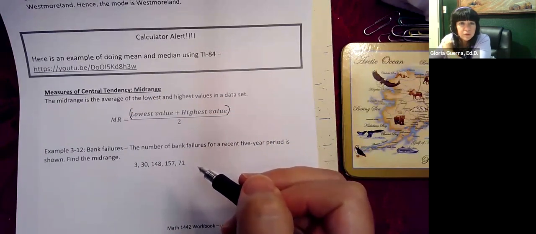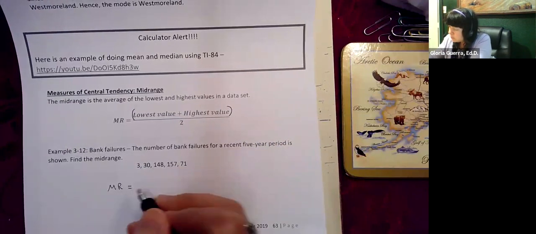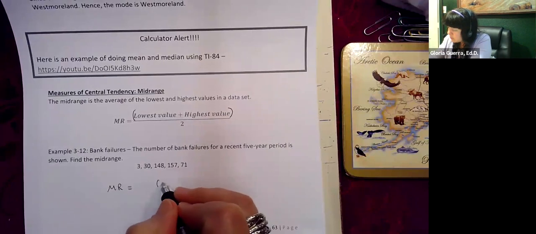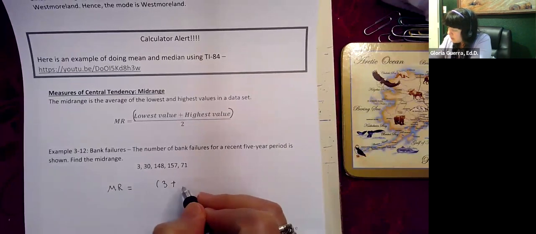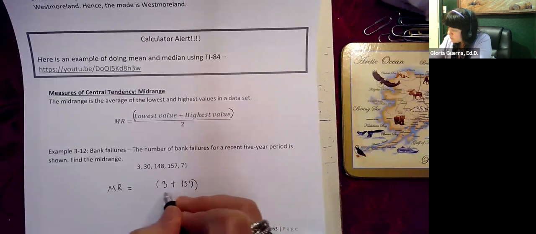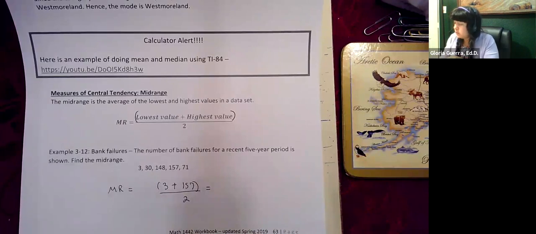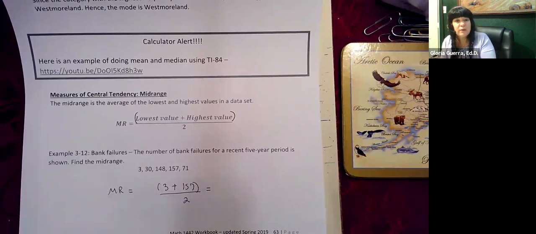Find the mid-range. So we would have MR is equal to the lowest data value, which looks like it's 3, plus the highest data value, which is 157. Close parenthesis divided by 2. So it looks like that's 160, right? 157 plus 3 is 160 divided by 2, so that should be 80. Okay.